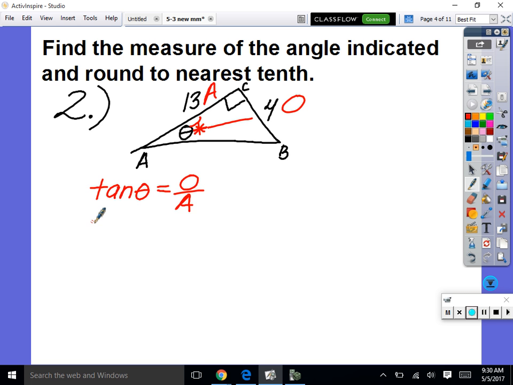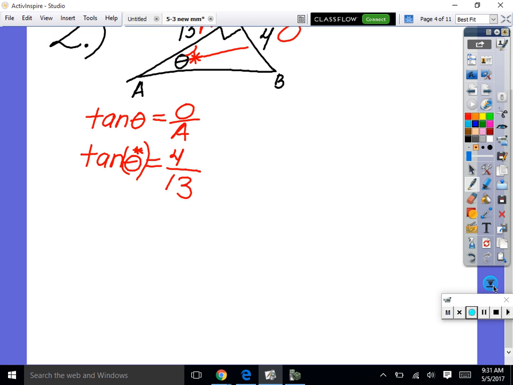So now I can set up a true statement. Tangent of theta is my opposite side, which is 4, over my adjacent side, which is 13. Does everybody follow? Now, make sure you say to yourself, I can't stop because I'm trying to find that angle theta. I put a star by it. I got to undo tangent because I need theta by itself because I'm trying to solve for theta. So how do we undo tangent? Any guesses?